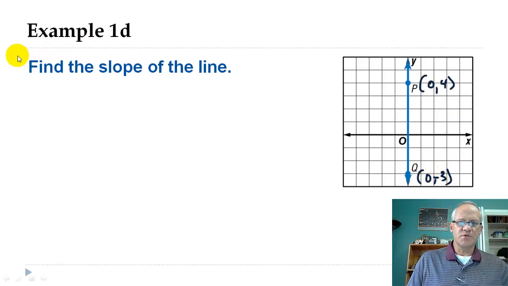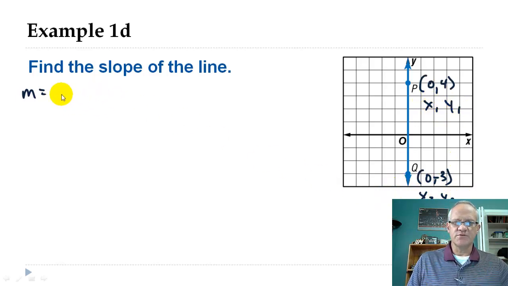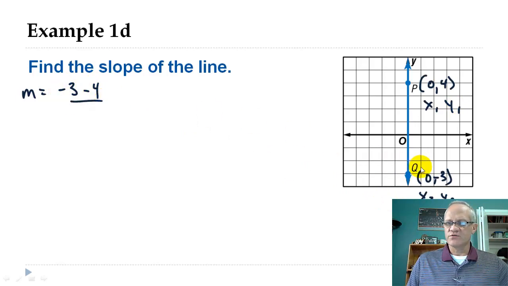Okay, so let's plug our points in here. I'm going to take the negative, this is going to be my x2, y2, this will be my x1, y1. All right, so I'm going to go -3 minus 4 over 0 minus 0. Ooh, 0 minus 0. All right, so what this means is we've got -7 over 0. What does that mean?